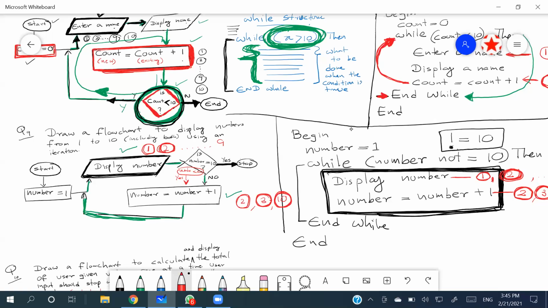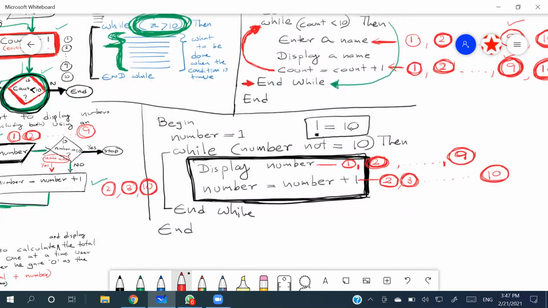Let me check. Number equals number plus 1. If it goes like that, it comes to 1 plus 2. 1 equals 10, no, 2 equals 10, no, 9, equals 10. 9 is displaying, then 10, so 10 displays, and it goes on. Not equals 10, not equals 10, not equals 10. Yeah, there is a problem.